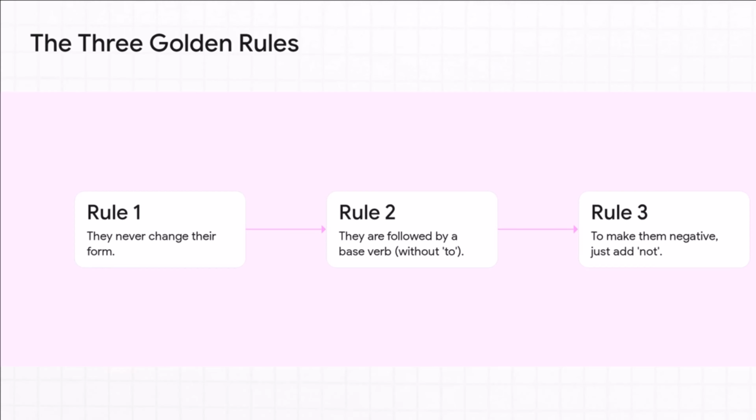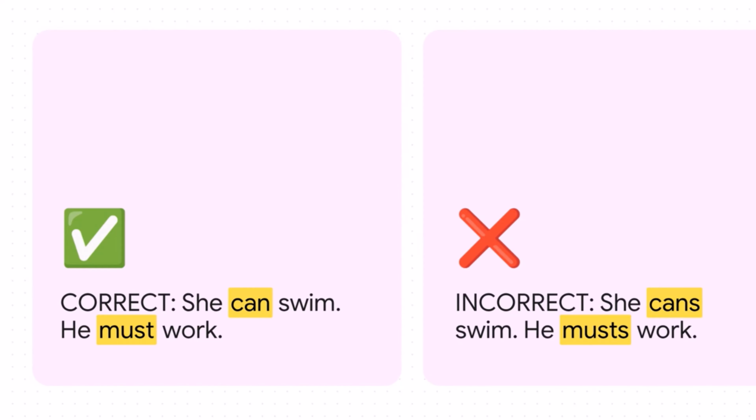Let's see what that actually looks like. First up, no form changes. This is huge. Unlike other verbs, you never ever add an S to a modal verb. It's always he can, she must, it will. Never he cans or she musts. See? Simple? Just lock that in your brain.